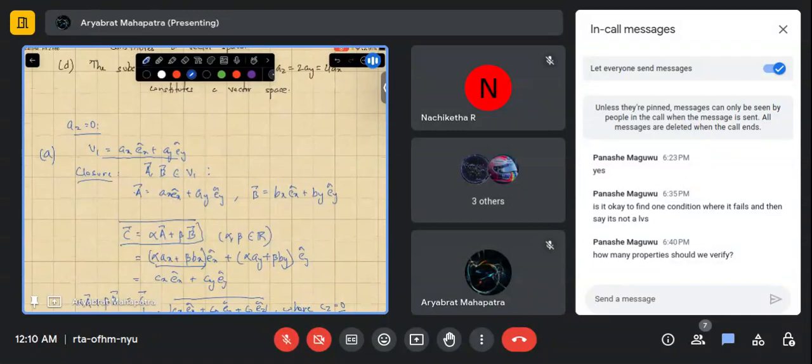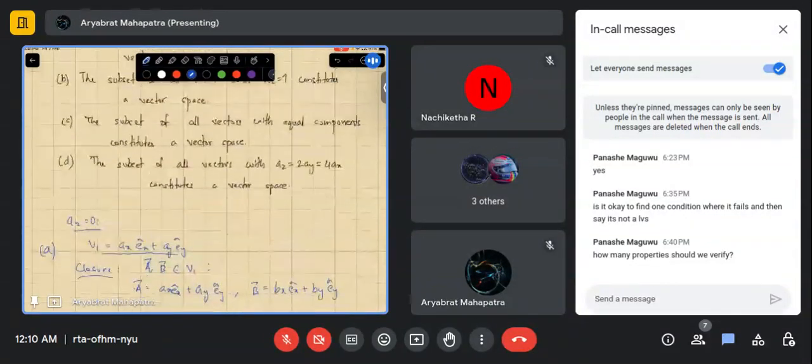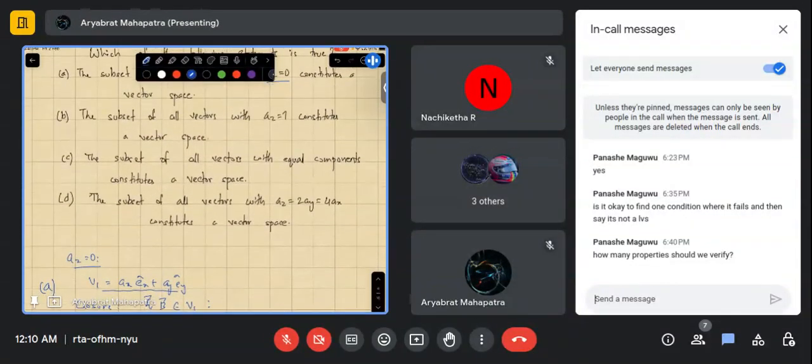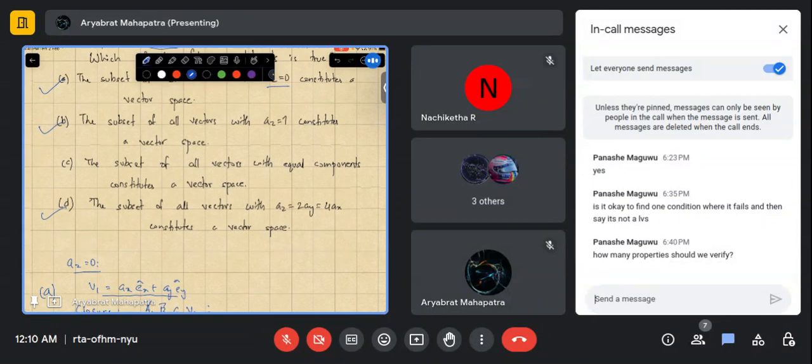Any questions, any doubts? So the correct options would be A, B, and D. So it will be A, C.